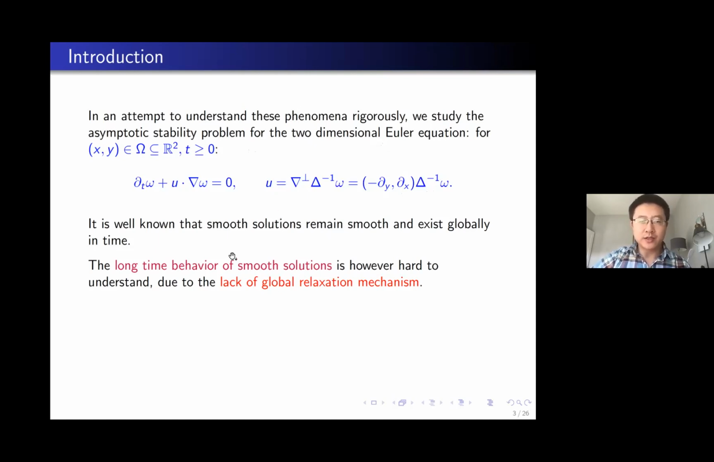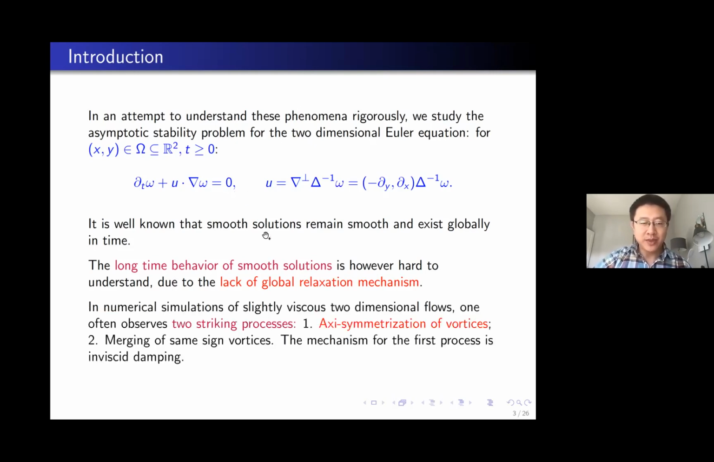It's well known that a smooth solution to the 2D Euler equation exists globally and remains smooth for all times. So in terms of regularity, the problem is well understood, but that's not the case for the long-term behavior, due to the lack of a global relaxation mechanism. If we look at this equation, it seems that we cannot reasonably expect any regular behavior, because you just have this nonlinear transport equation where the velocity is determined from the vorticity. So one might expect some chaotic behavior. But actually, it turned out that that's not the case.